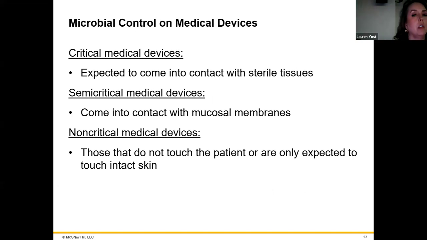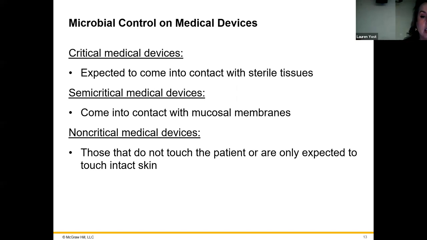So critical medical devices are going to come into contact with sterile tissues. Here we're talking about surgical instruments typically, right? Semi-critical medical devices come into contact with mucosal membranes. This includes things like thermometers or respiratory equipment, right?